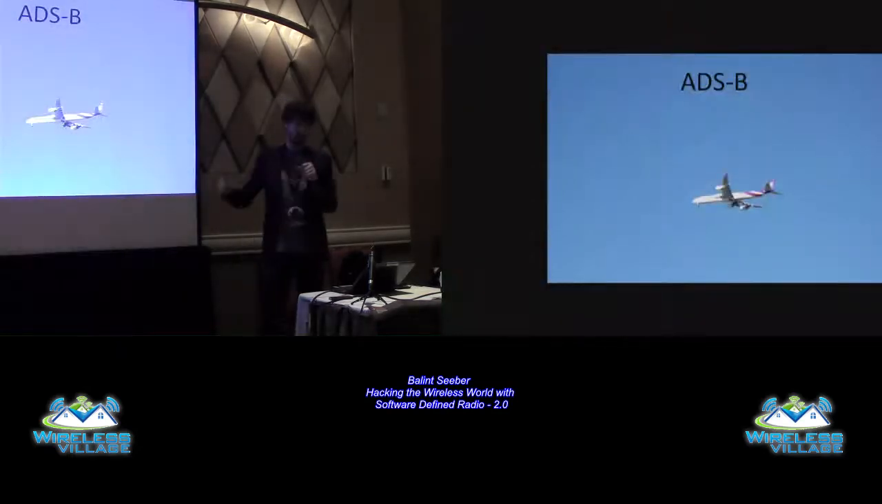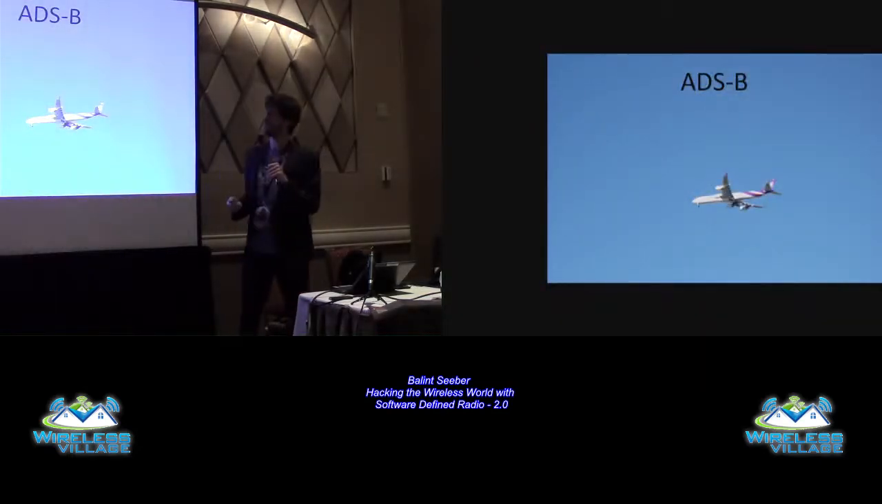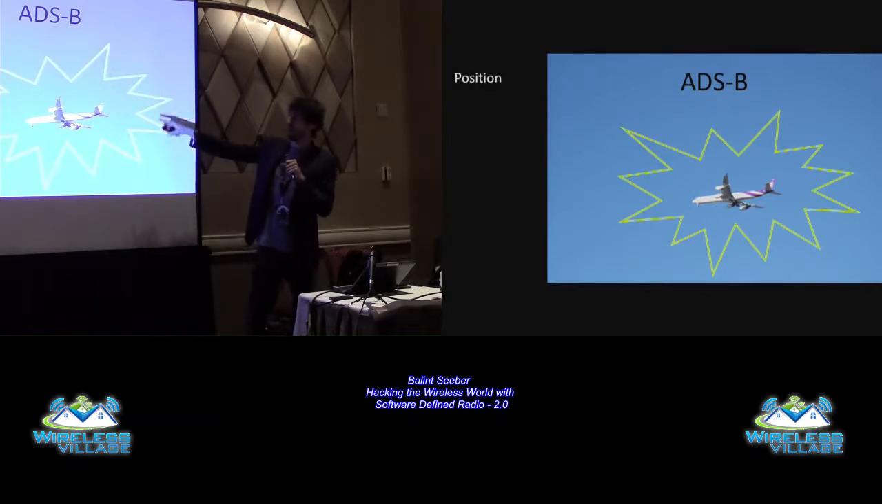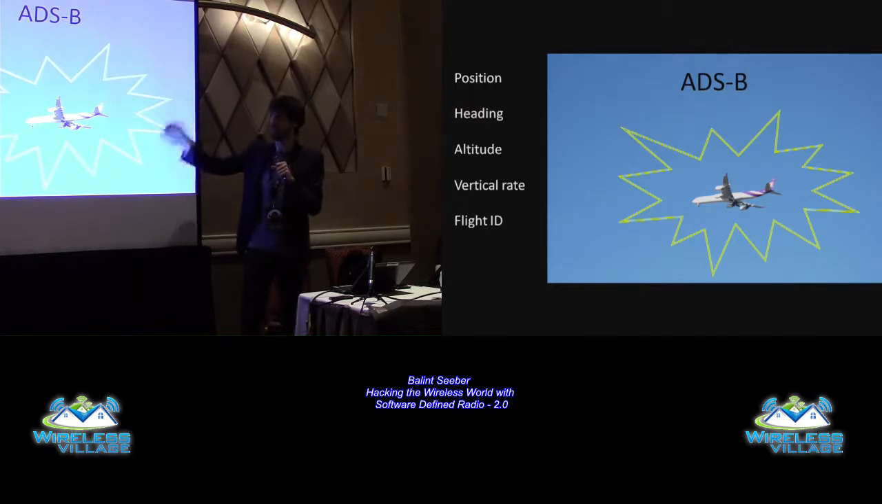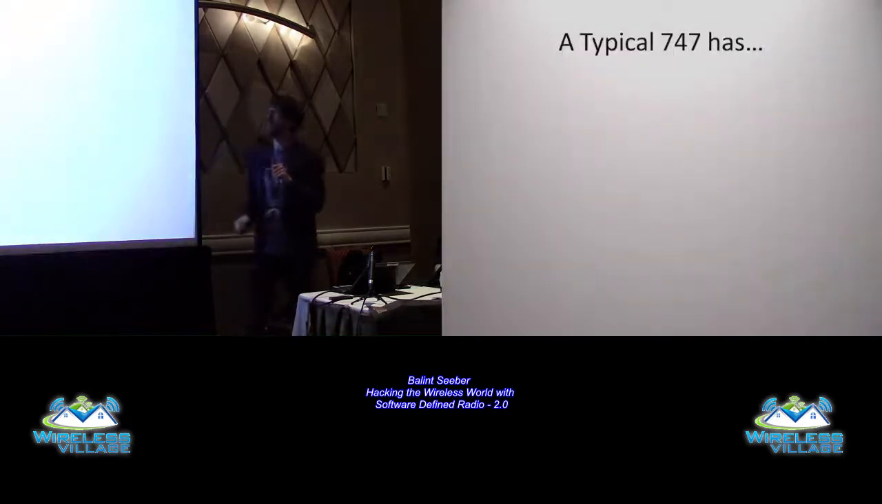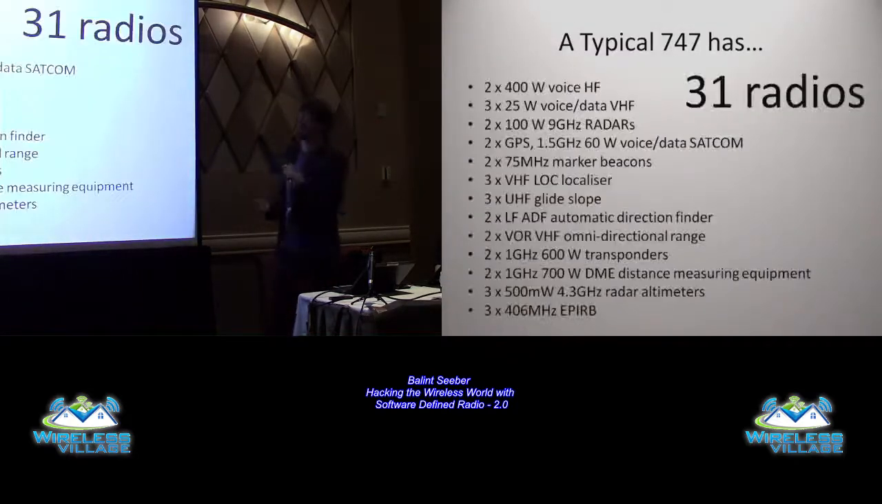And with ADS-B, which is part of the active system, these transponders continually and independently send out position, heading, altitude, vertical rate, flight ID, squawk code. And the typical 747 has 31 radios, which makes somebody like me really excited.